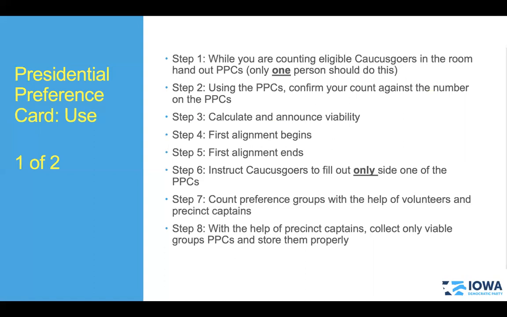As you're counting preference groups with the help of volunteers and precinct captains, and step 7, to double check who is viable and who is not. Then, with the help of your precinct captains for the viable groups, so this is important here, only the viable groups, precinct captains will collect the presidential preference cards, and they will hold on to them until they need to be stored properly. And this is done so that we can make sure that people who are in viable groups are not filling out both sides of the presidential preference cards.